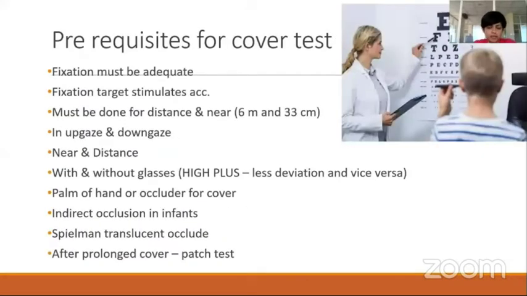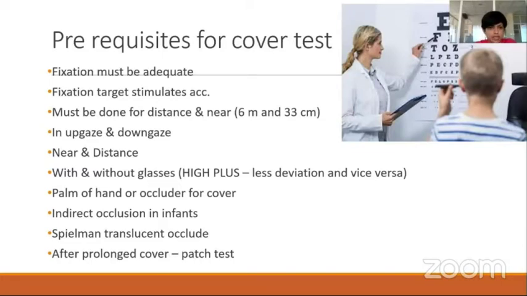A cover test is only as good as how well it is done. So there are certain prerequisites for a cover test. The presence of an adequate fixation target is definitely a must. In all the patients who are visually able, that is the visual acuity is good, making them read the Snellen's chart and a near chart would be the best way to perform the cover test.